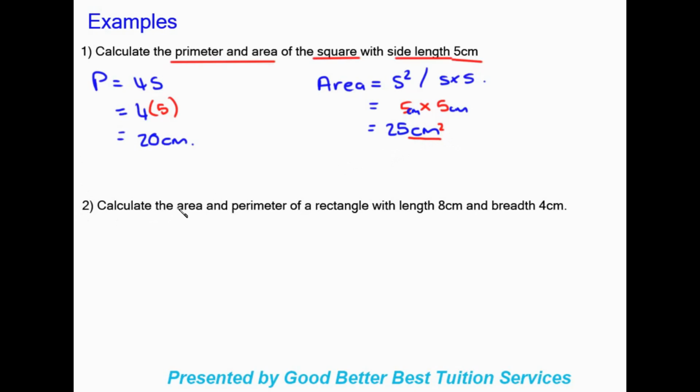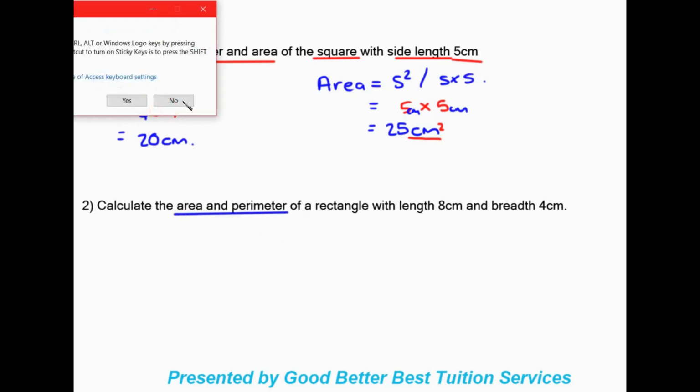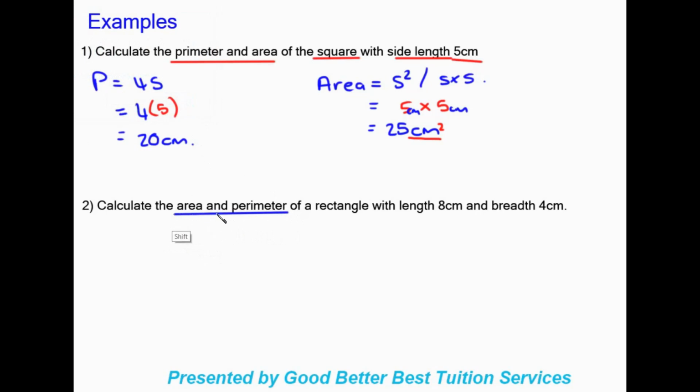Moving on to the next question, it says calculate the area and perimeter. So once again, we identify what they want us to do. Sorry, let's get the red back. Area and perimeter of a rectangle with length 8 centimeters and breadth 4 centimeters, okay? So they've given us all the information we need, so all we need to do now is say perimeter is equal to 2 length plus 2 breadth. You could choose either to do this equation or 2 times length plus breadth, okay?